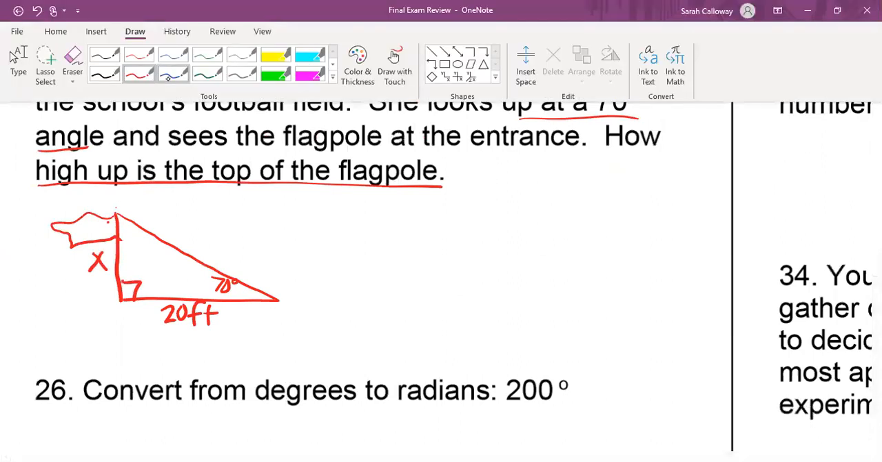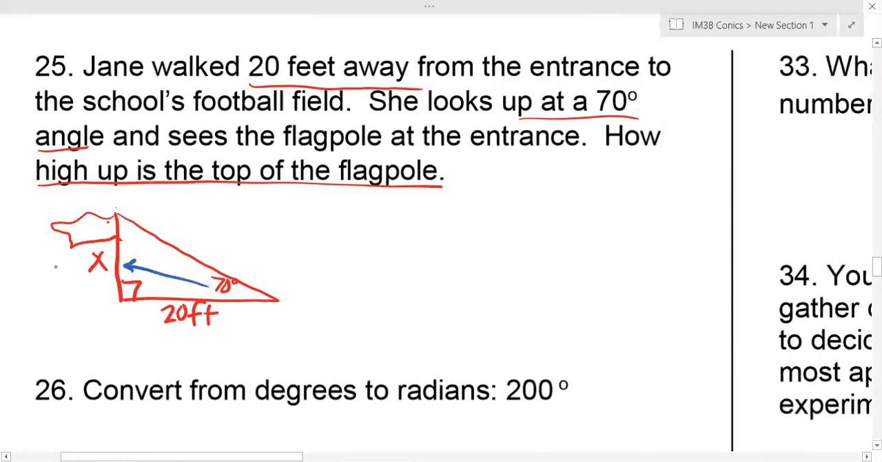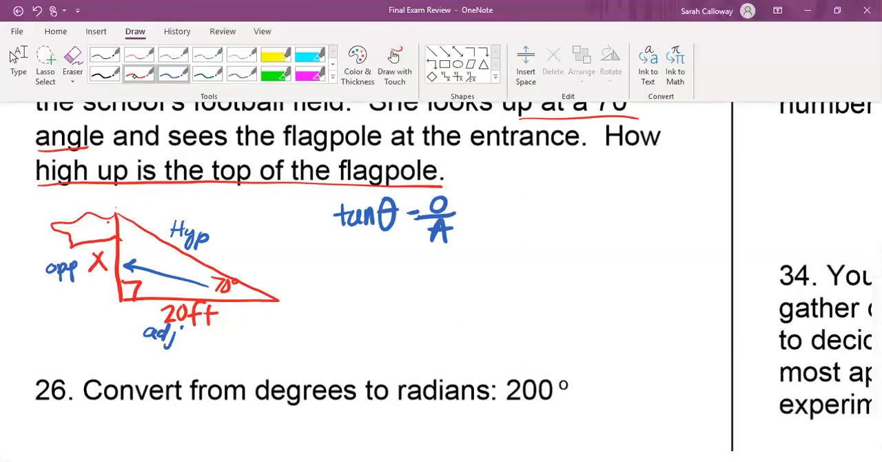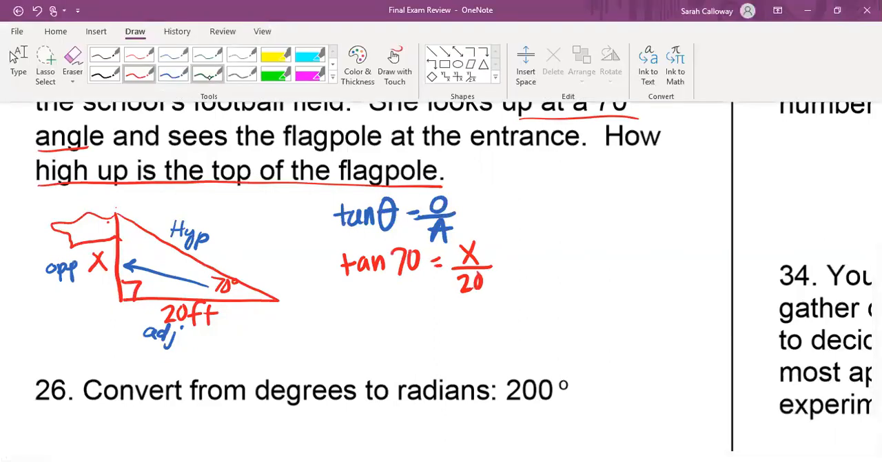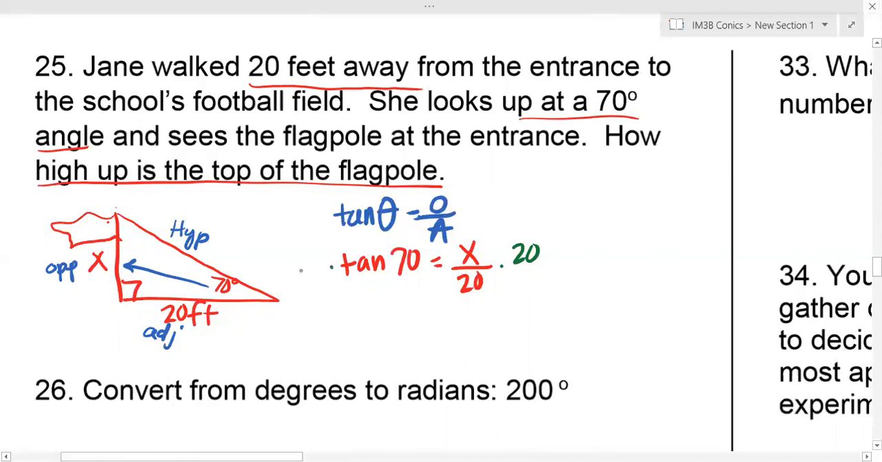What we want to think about then is SOHCAHTOA. So notice that x is opposite of 70 and 20 is adjacent, right? Our hypotenuse is not relevant to the problem. So the trig function that we're going to use is the one with opposite and adjacent. That's tangent. So we know tangent of theta equals O over A. So in our case here, tangent of 70 equals x over 20. And so to get x by itself, we multiply both sides by 20. And so then x is going to be equal to 20 times tangent of 70.